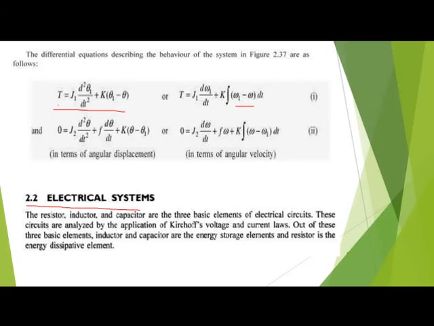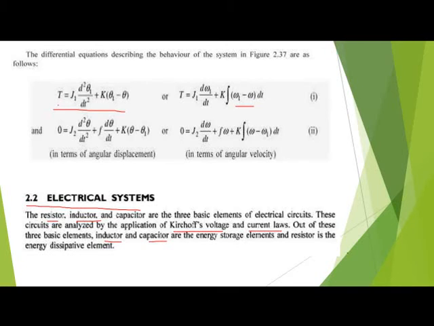This is in terms of angular displacement. Next, I will explain the electrical system. In an electrical system, there are three basic elements of the electrical circuit: the resistor, inductor, and capacitor. These circuits are analyzed by the application of Kirchhoff's voltage and current laws, that is KVL and KCL.